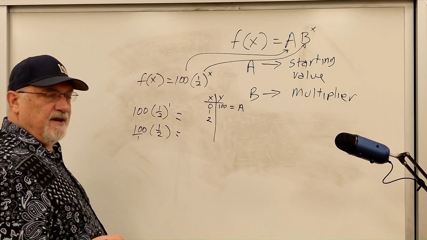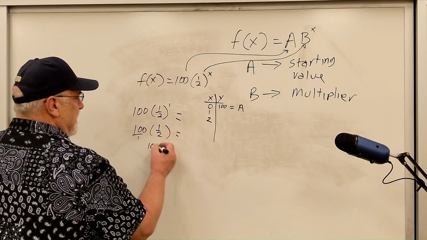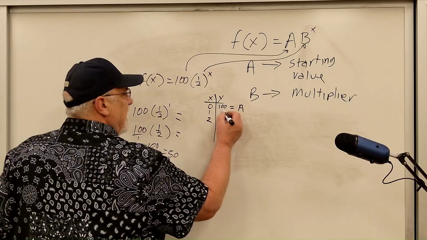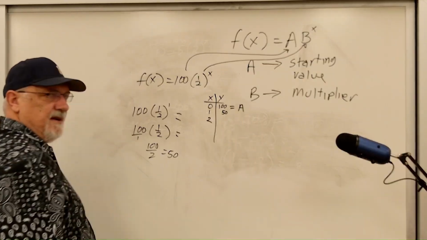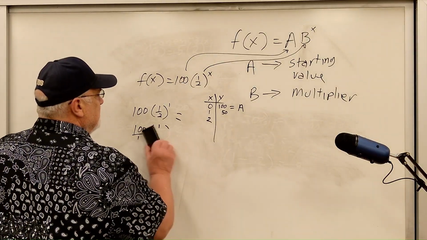Everything's over 1. We don't write it over that, but sometimes that helps you. So 100 times 1 is 100 divided by 2 equals 50. Look at that. It cut it in half. That's amazing. Shocking. All right, let's see what happens when I make x equal to 2.